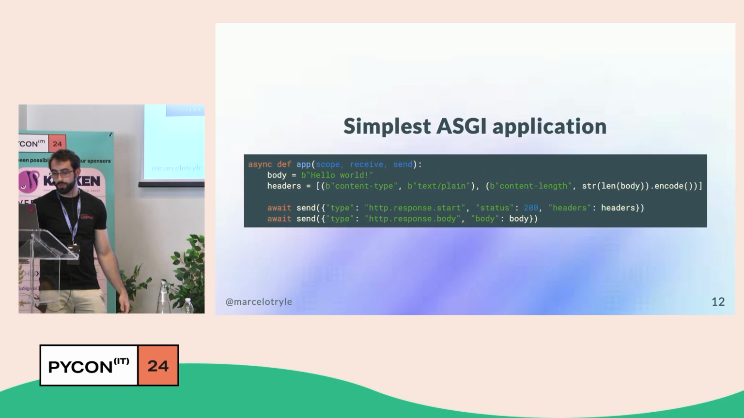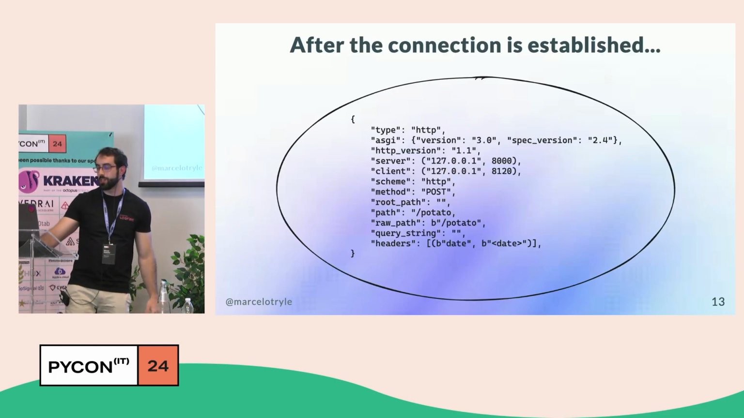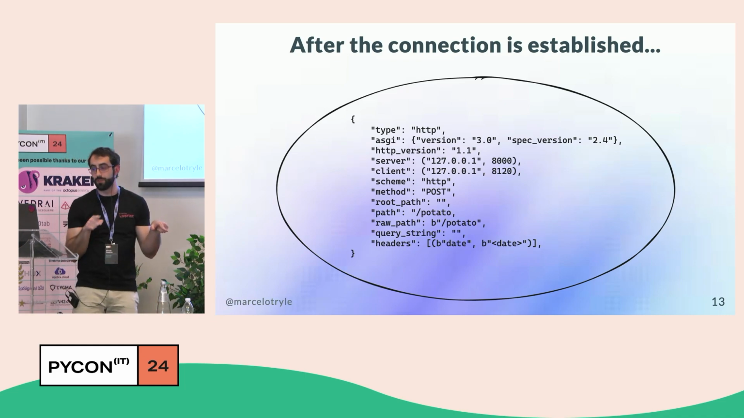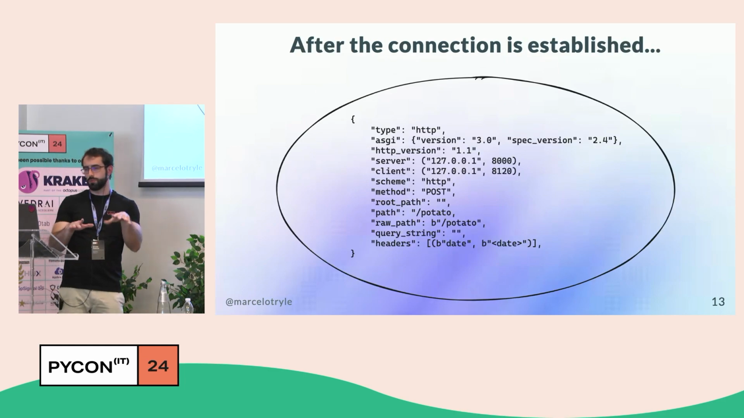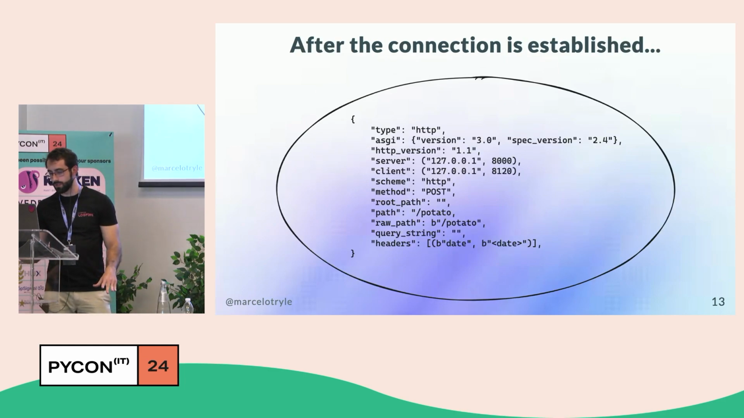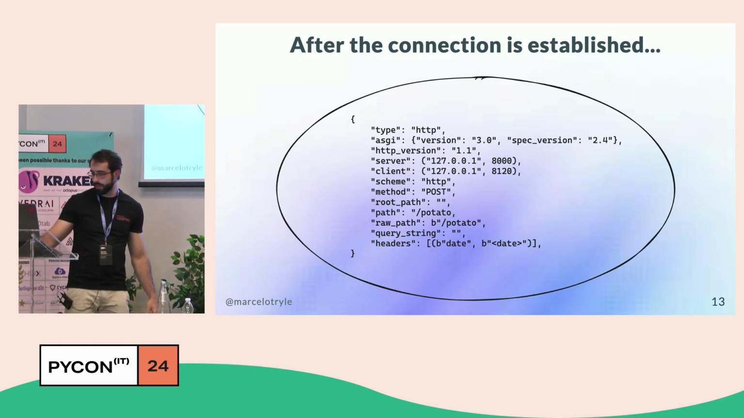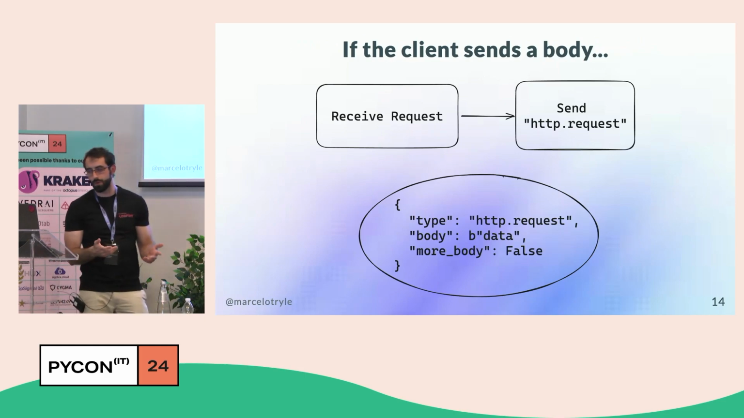So this information should not change during the request-response cycle, unless you use state, which I'm not going to talk about, but lifespan state is also a new thing, which is supported by Uvicorn and Granian. So when there is a connection, you already have the scope.